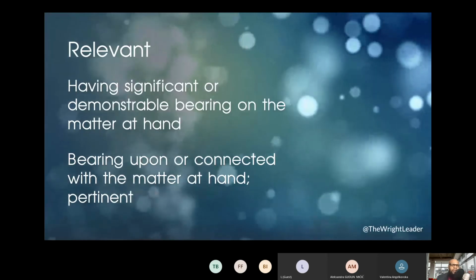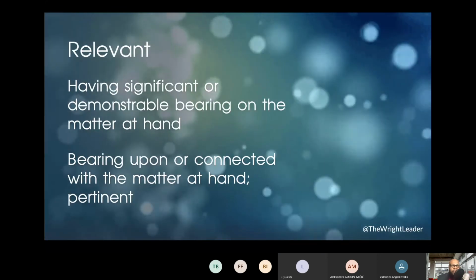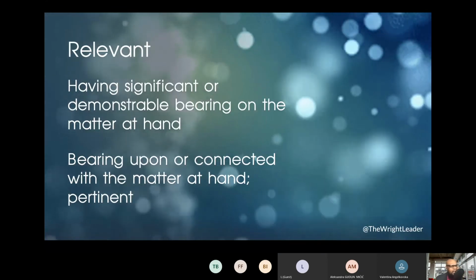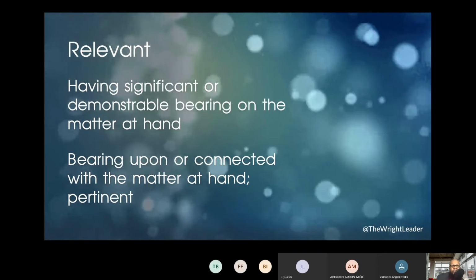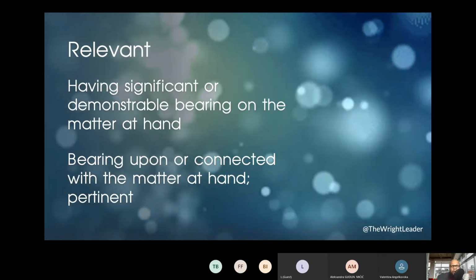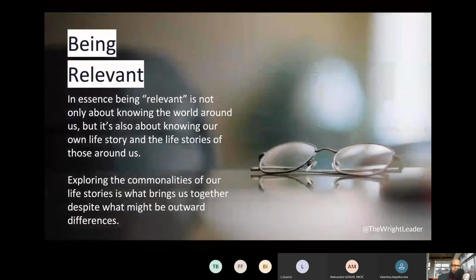Relevant: having significant or demonstrable bearing on the matter at hand. This is important. If we're going to be relevant, if we're going to deal with the things that we need to deal with, guess what we need to know? We need to know what's going on. We need to understand what's going on. We need to be relevant.